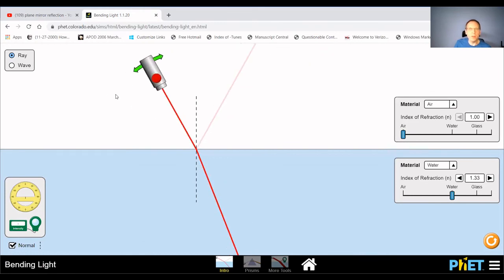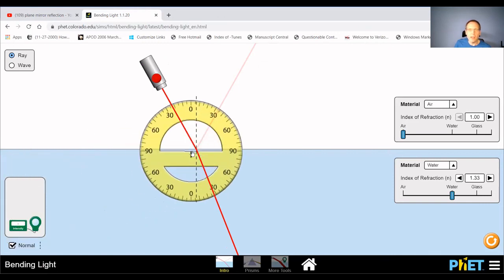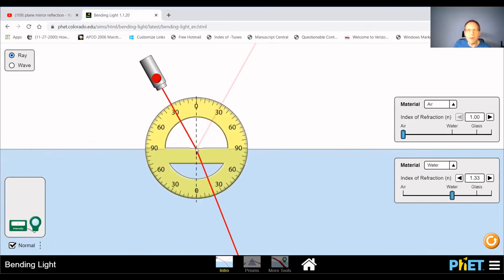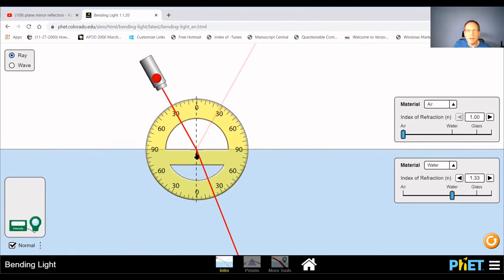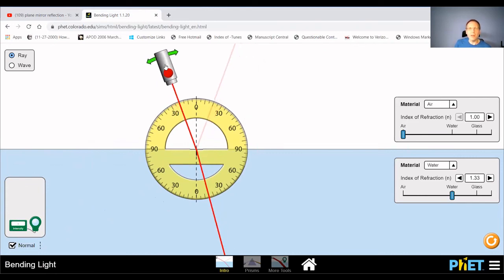You want to grab the protractor tool, set it up so it's right in the center, something like that. And then when the angle of incidence is 20 degrees, you're going to set this at 20 degrees. Remember, you always measure relative to the perpendicular, right? So this is 20 degrees. So given that, you're going to measure the angle of reflection, which is this angle.